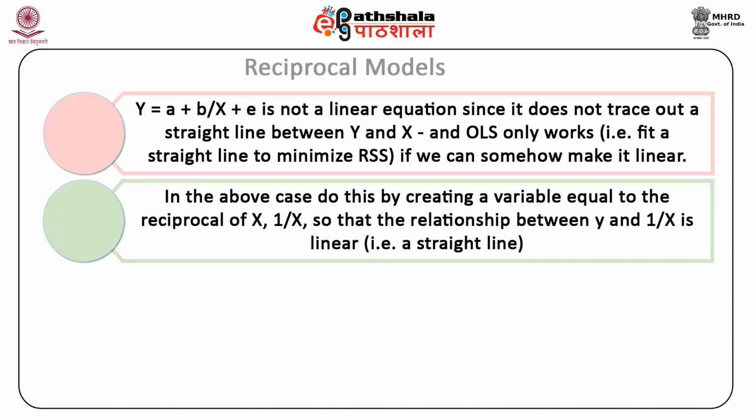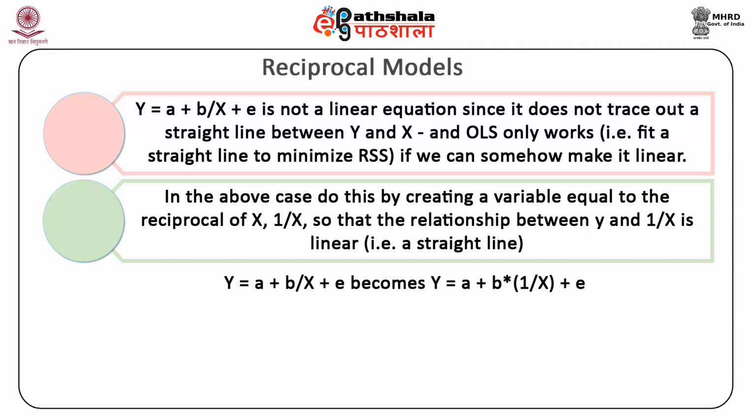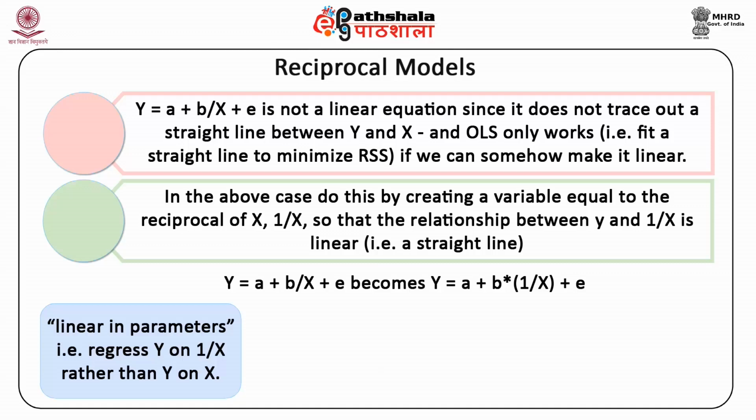In the above case, we do this by creating a variable equal to the reciprocal of x, that is 1/x, so that the relationship between y and 1/x is linear, that is a straight line. So y = a + b/x + e now becomes y = a + b* (1/x) + e. And now it is linear in parameters, which means we can regress y on 1/x rather than y on x.